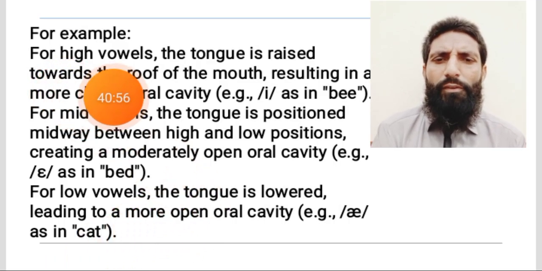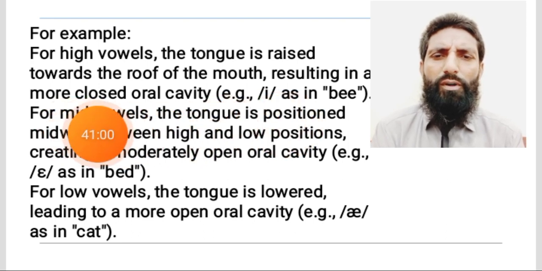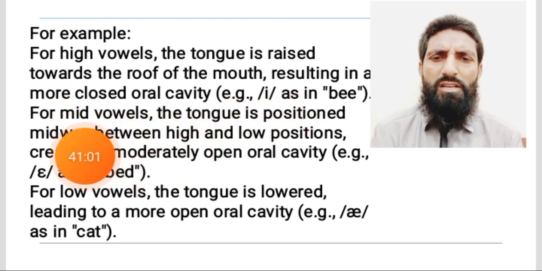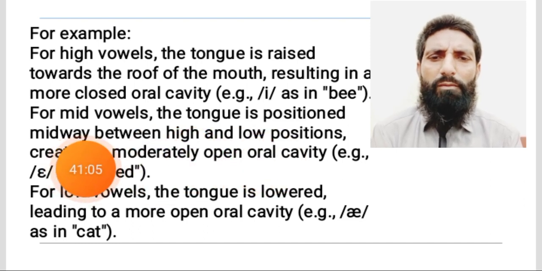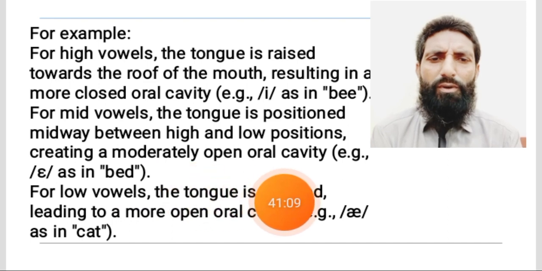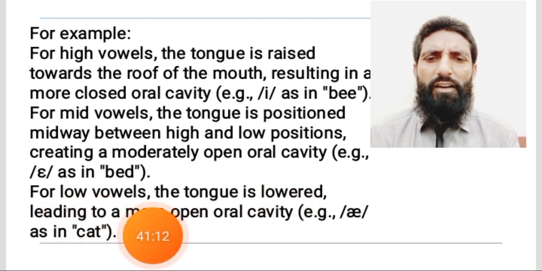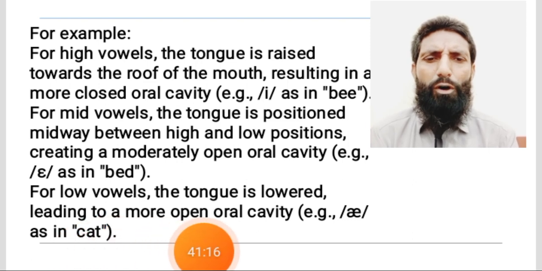For high vowels, the tongue is raised toward the roof of the mouth, resulting in a more closed oral cavity, as in bee. And for mid vowels, the tongue is positioned midway between high and low positions, creating a moderately open oral cavity, as in bad. And for low vowels, the tongue is lowered, leading to a more open oral cavity.